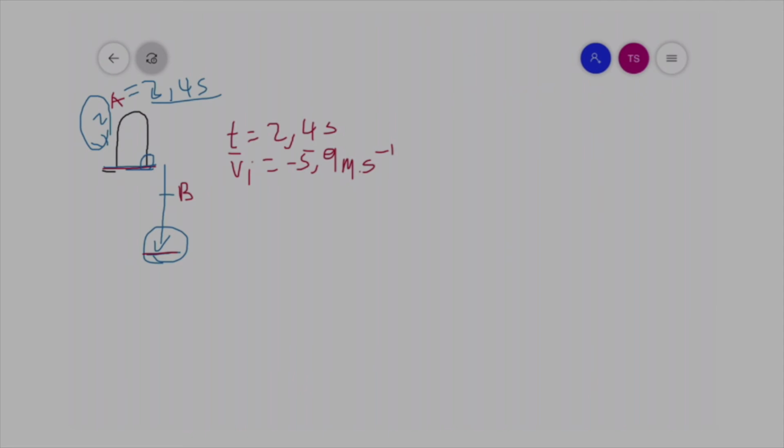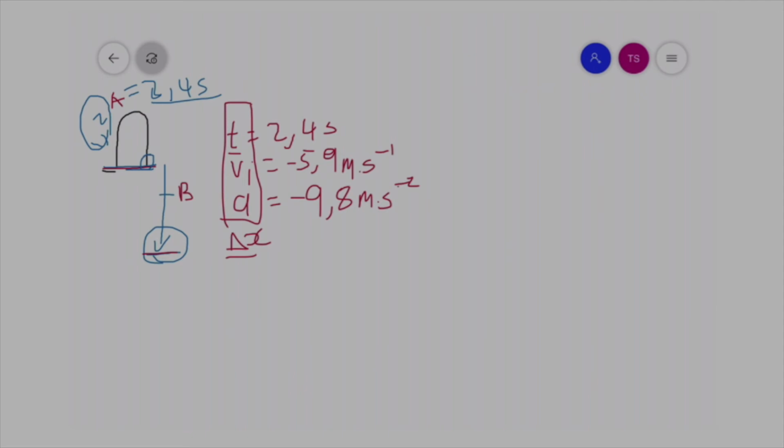And then we know our acceleration due to gravity, which is negative 9.8 meters per second squared, right? What do we have? Now we have our three variables. We can find our unknown, which is the height.